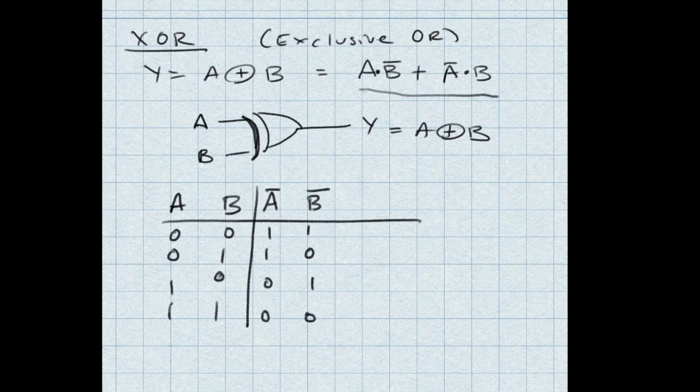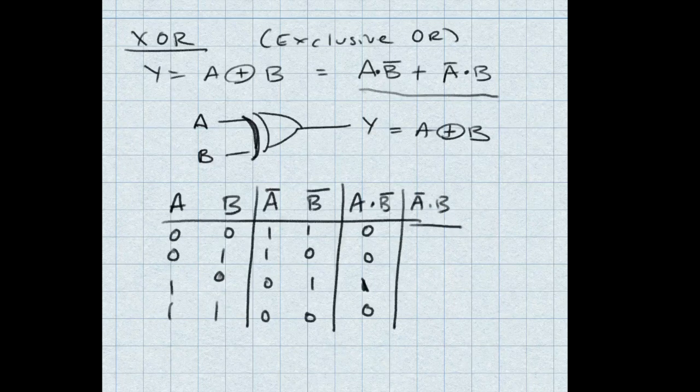So now I can write out what is A and not B. Well, A and not B is true only when A is 1 and B is 0. So that looks like 0, 0, 1, 0. Similarly, what is not A and B? Not A and B, the only place where that is true is right there, so I should get 0, 1, 0, 0.